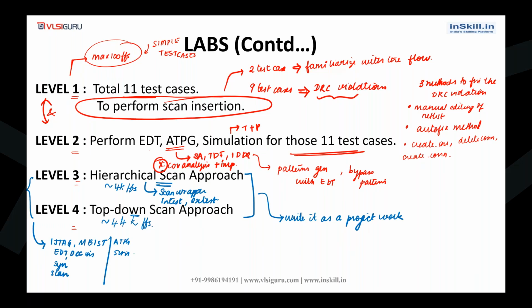Okay, so these two are complex designs with higher complexity. Hierarchical scan level 3 projects have around 4k flops. Level 4 projects will have around 44k flops. So you can write it as a project work in your resume. So this was regarding our labs.